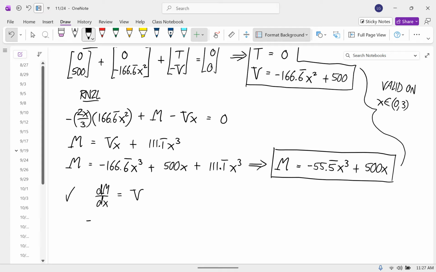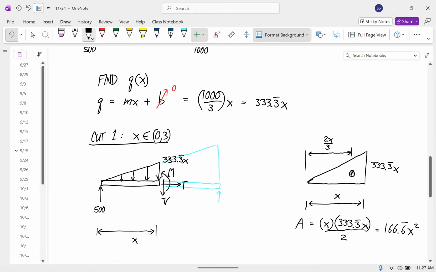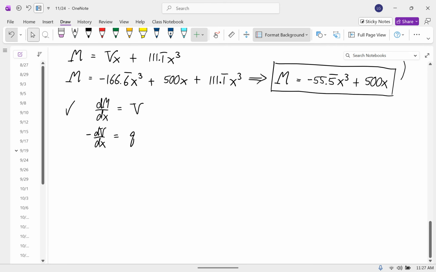And then the second one is negative dv dx is equal to q. Negative dv dx is positive 333.3x plus 0. And that was our q function. So this one works too. And that gives you a bit more confidence in your answer. Like I said before, it doesn't guarantee that you didn't make a mistake. It just guarantees you didn't make a mistake from when you got your v function to calculating that moment.